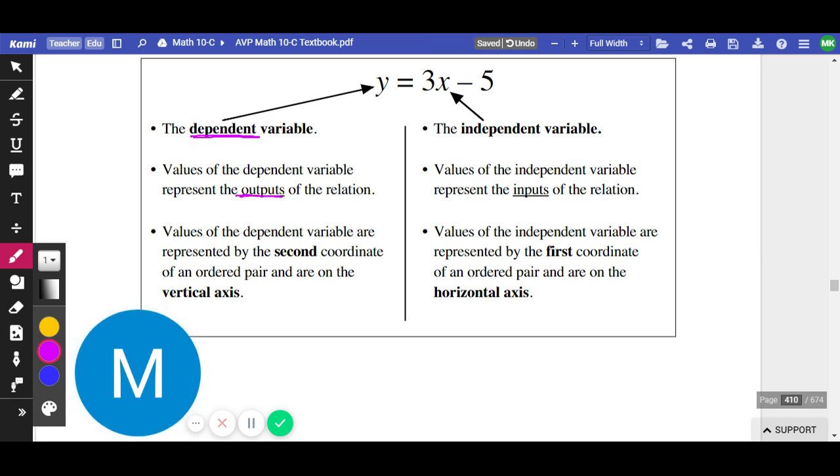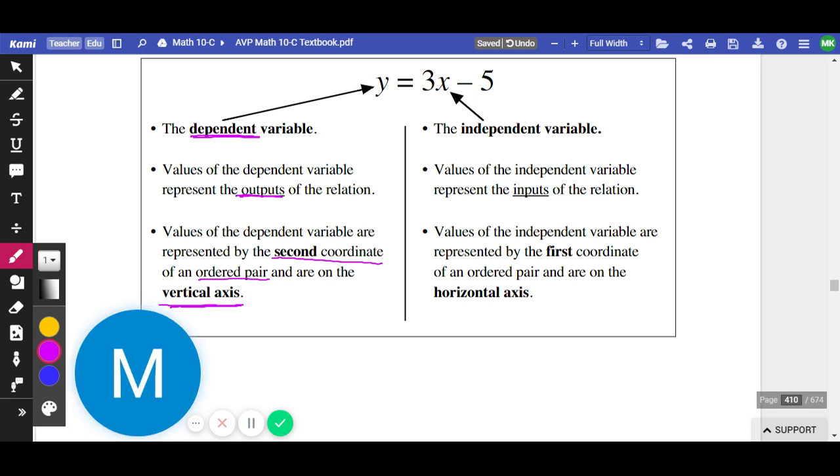We describe the outputs using a word called range. Again, you're going to learn about range in the future, so I wouldn't worry too much about that. Oh, I thought I saw the word range on this page. I didn't? Okay, good. It's the second coordinate in an ordered pair, and it's the vertical axis on a graph. Right? Just a nice little summary of everything you know when you look at an equation.